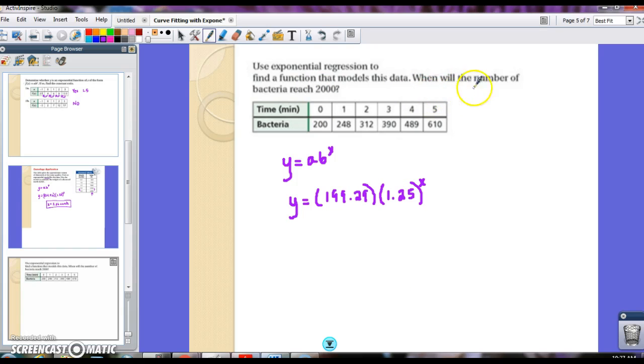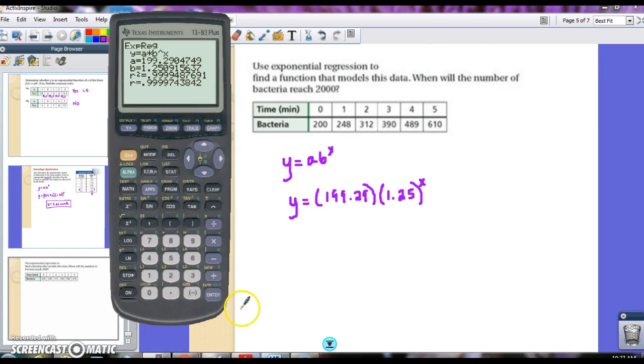Now, it says, when will the number of bacteria reach 2,000? I'm actually going to stop the video here because I'm going to run out of time before I can finish it. I'm going to pick up the rest of this problem in the next video. Okay, thanks everybody.